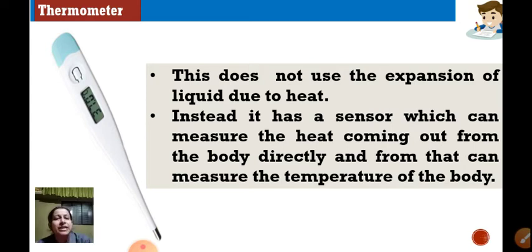There is a sensor fitted in it. That sensor measures the heat coming out from the body directly, and from that it can measure the temperature of the body. So this is regarding the digital thermometer, which directly shows you the number. No need to look inside to see how much the mercury has risen. Here it directly gives you the exact number. Since it is a digital type of thermometer, it gives digital numbers.